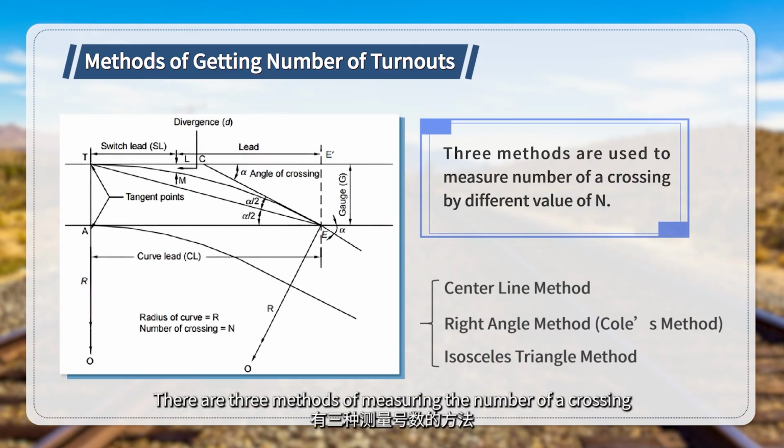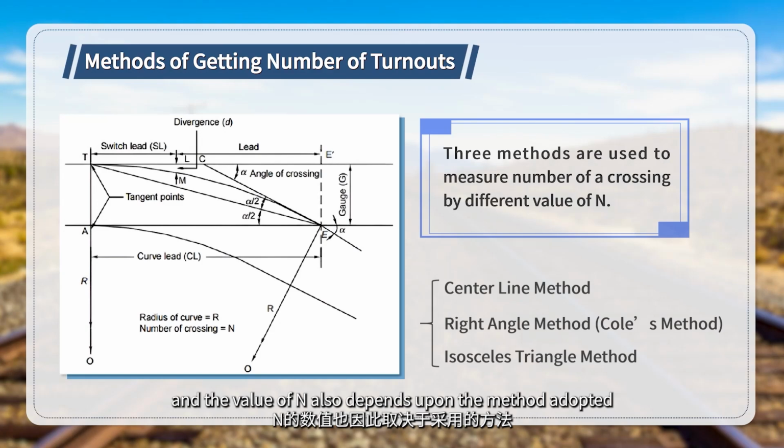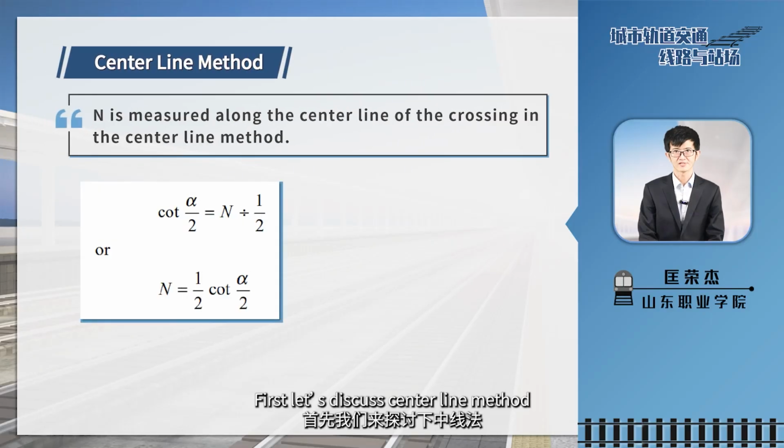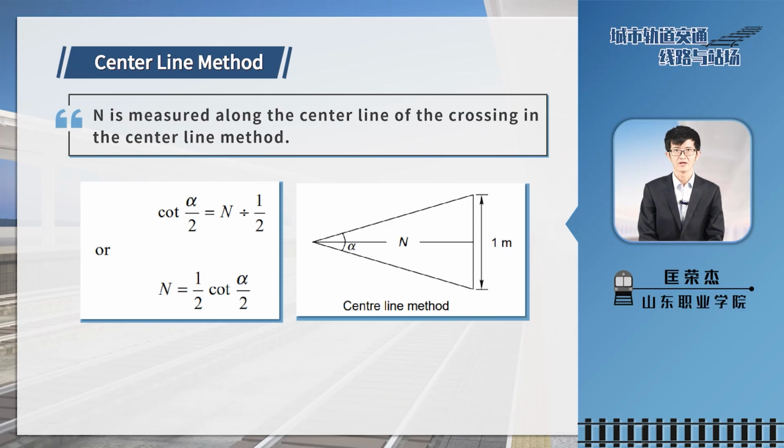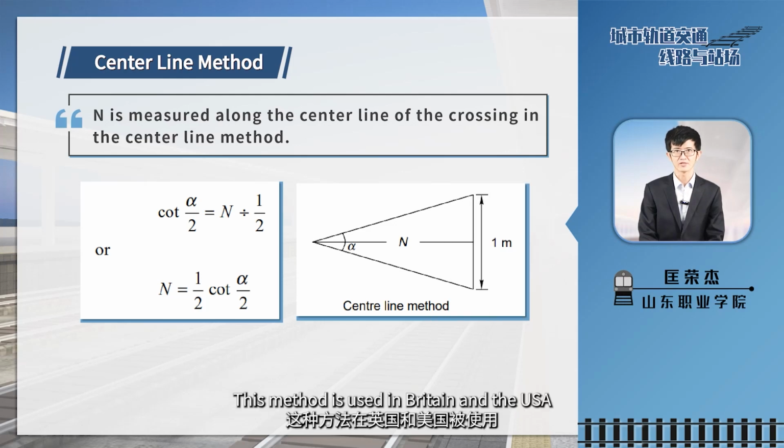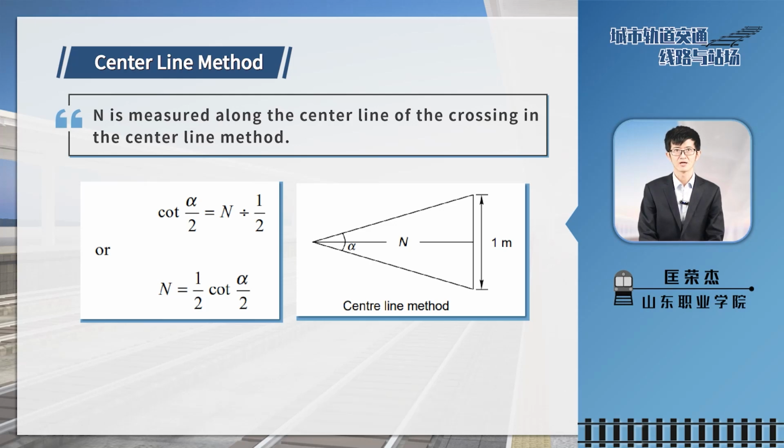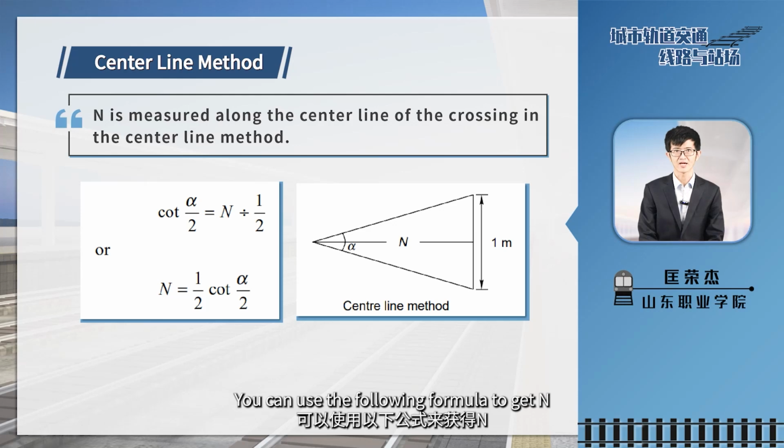There are three methods of measuring the number of crossing, and the value of n also depends upon the method adopted. First, let's discuss the centerline method. This method is used in Britain and the USA. In the method, n is measured along the center line of the crossing. You can use the following formula to get n.